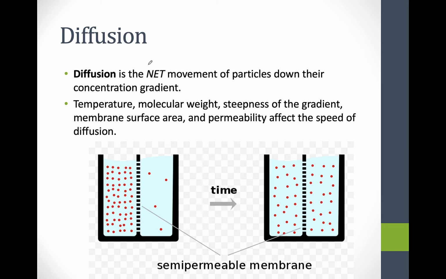The second type of passive transport is called diffusion. Diffusion is the net movement of particles. So now we're not talking about water anymore, we're talking about particles down a concentration gradient.